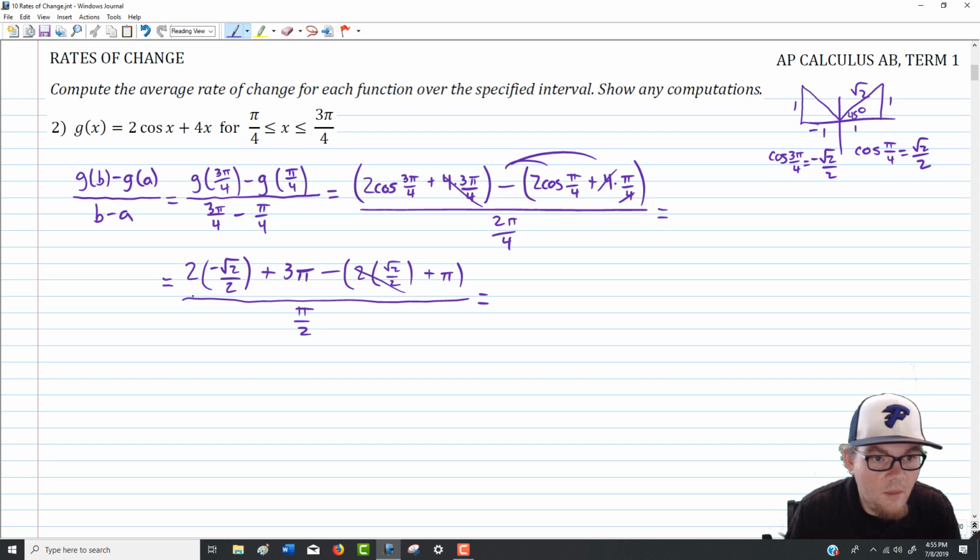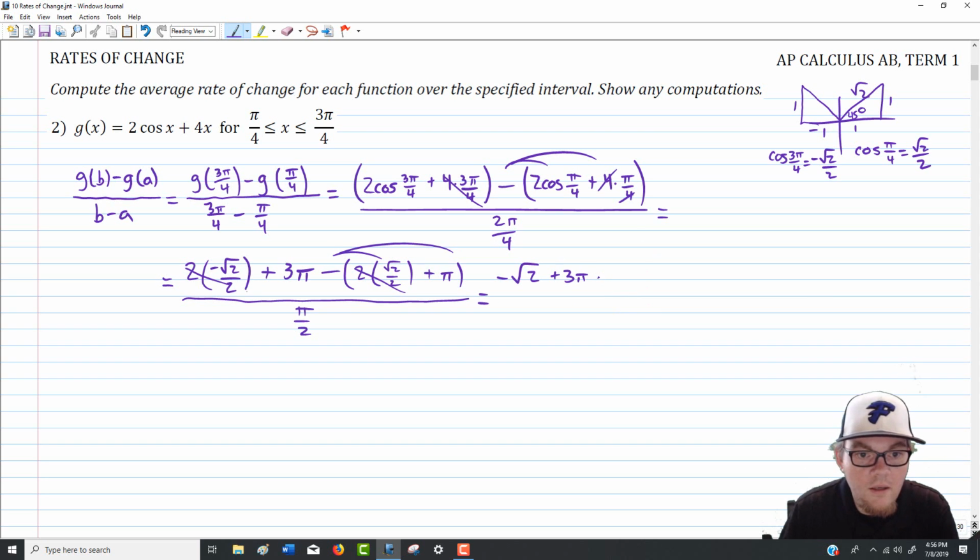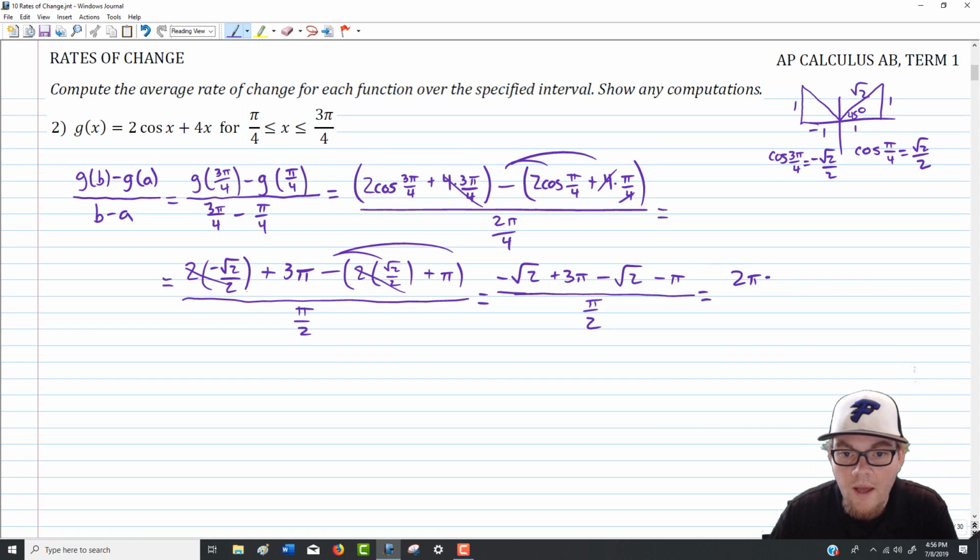So a couple nice things here. The 2's divide out. We're going to get negative root 2 plus 3 pi. Here, distributing in, we're going to get minus root 2 as well, and then minus pi, all over pi over 2. And then cleaning up that numerator just a little bit, we're going to get 2 pi minus 2 root 2, all over pi over 2.